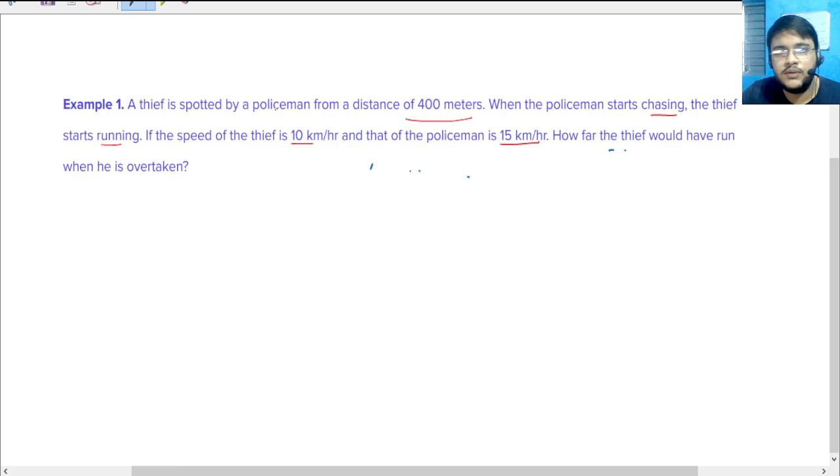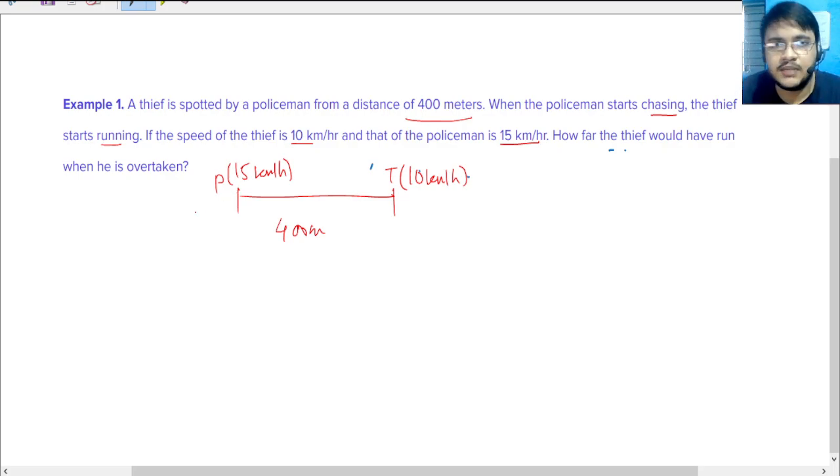I will try to solve it by two methods. The first one, of course, is the usual method of relative speeds, and the second one is using proportionality. Okay, so the relative speed concept is pretty simple. I have a gap of 400. There is a policeman, there is a thief. The thief is running at the speed of 10 kilometers per hour, and this fellow is running at 15 kilometers per hour.